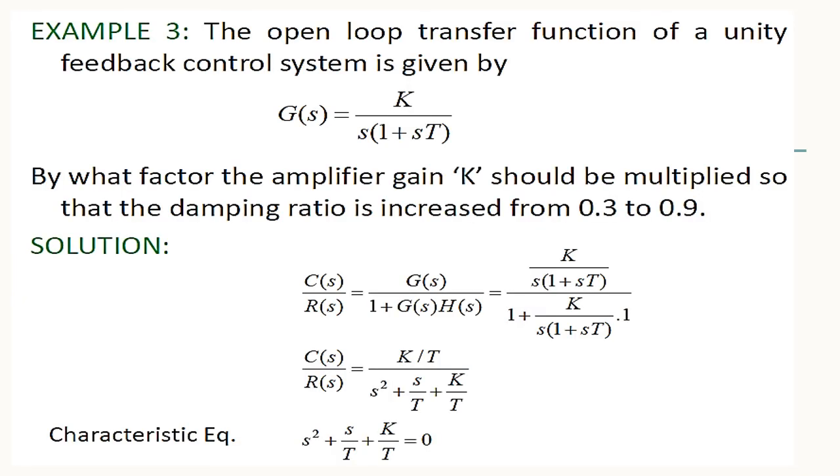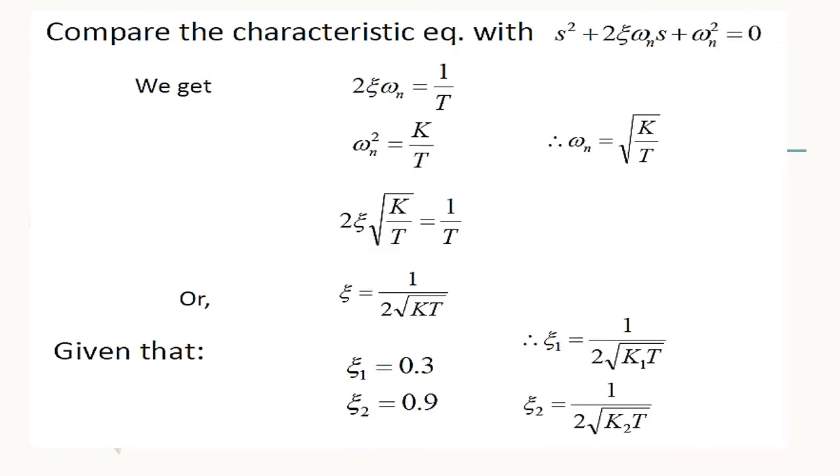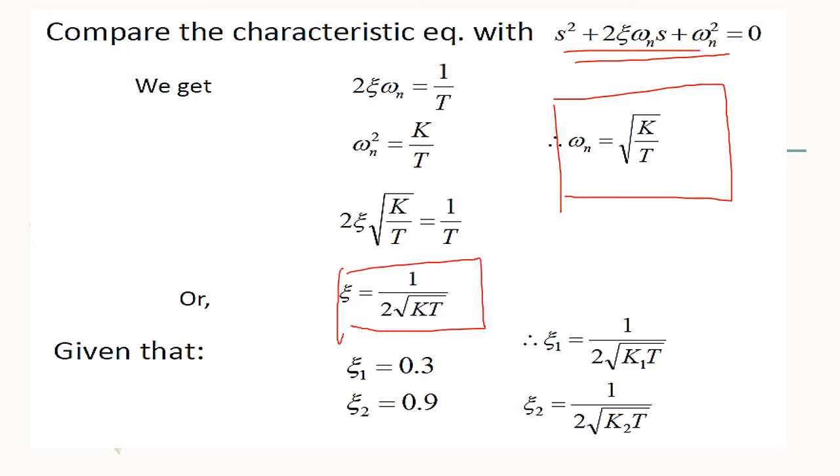So let us take another example. The open loop transfer function of a unit feedback control system is given by k divided by s into 1 plus sT. By what factor should the amplifier gain k be multiplied so that the damping ratio is increased from 0.3 to 0.9? So first thing, find the transfer function and find the characteristic equation. The characteristic equation we get is s square plus s by T plus k divided by T. Since it is equivalent to the standard equation, I can easily compare it. So I get omega n is equal to root k by T. Zeta I get is 1 by 2 root kT.